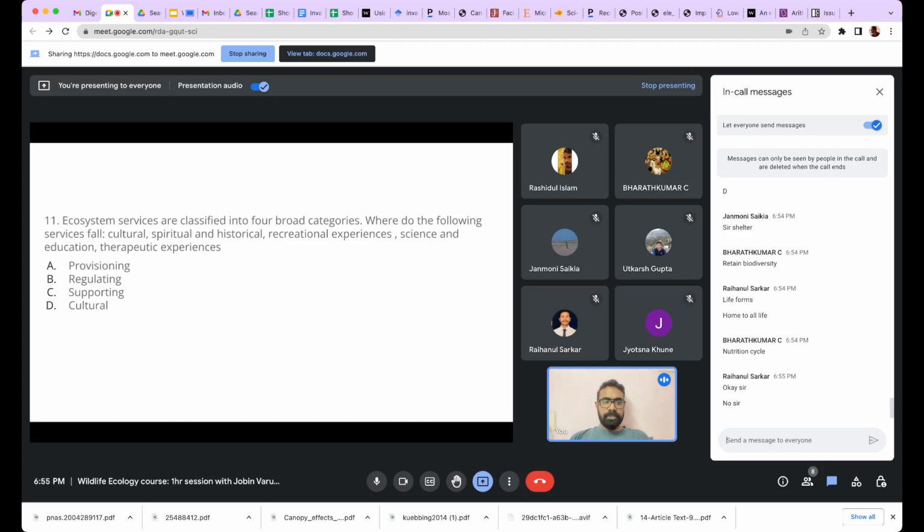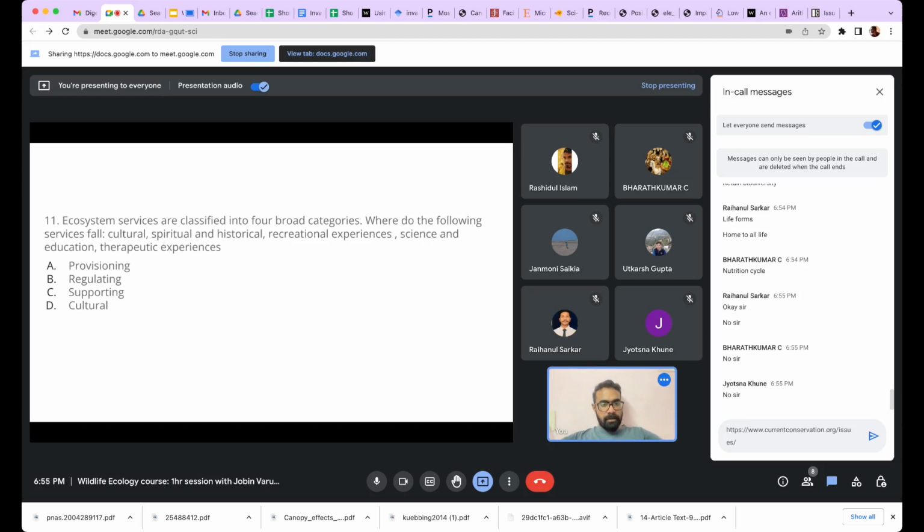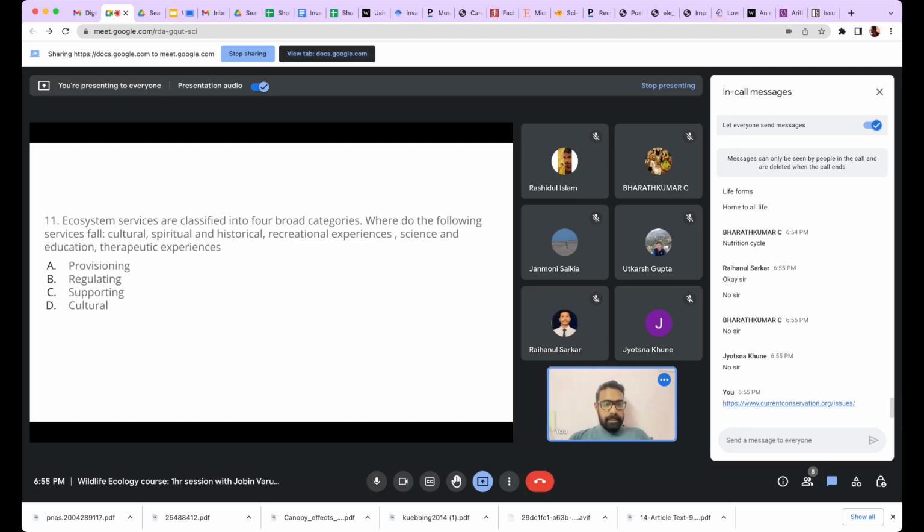Jyotsna, Utkarsh, Janmoni, Rashidul, Bharat. Okay. Do look into the link. Don't forget. And you can download the magazine as well. It's a PDF that you'll be downloading, so it's worth reading through all those. You'll find one or the other topic that you actually enjoy reading about. So do look through all the issues. You can start from the latest ones.